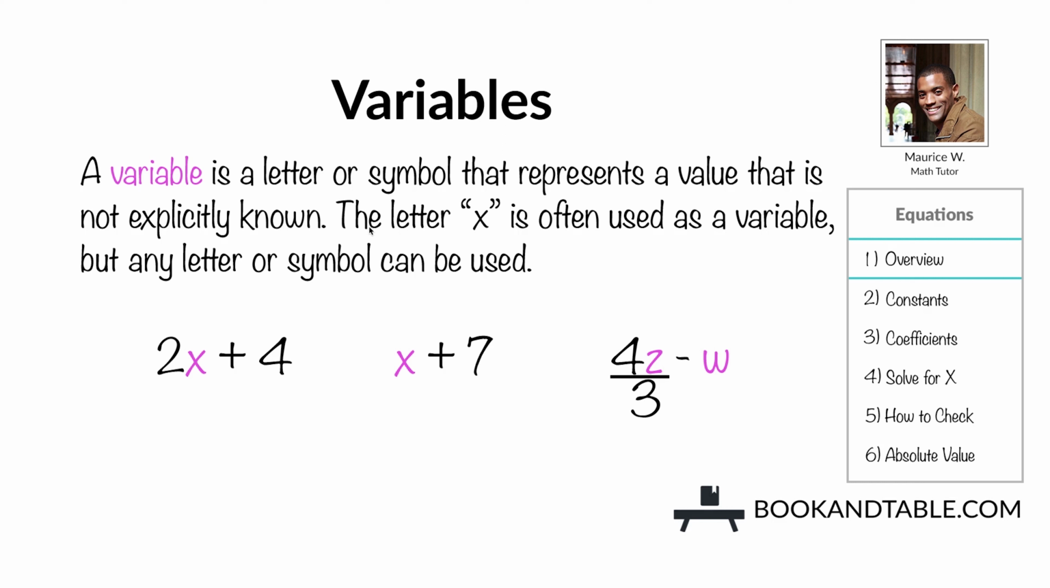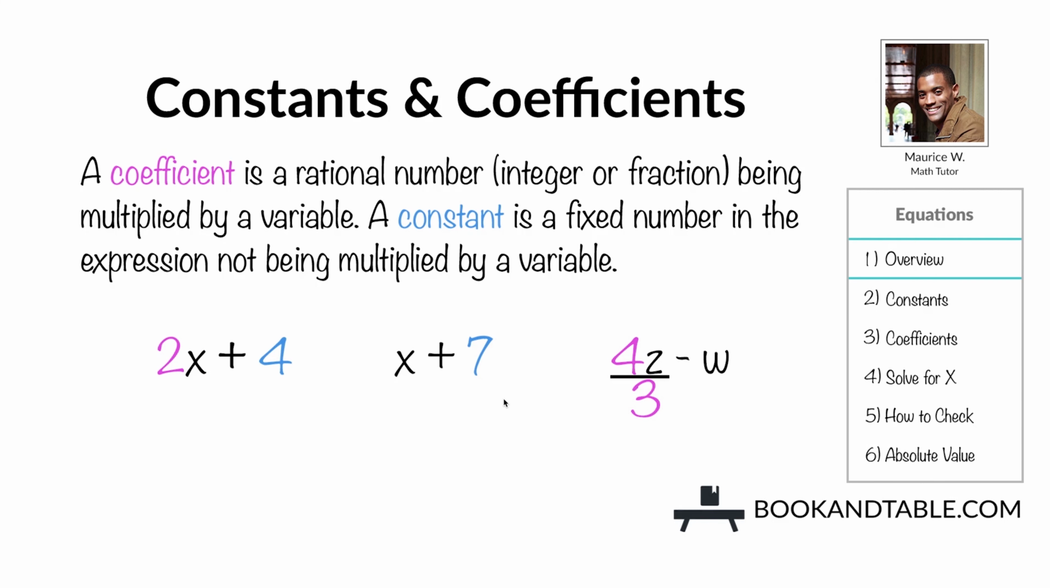The letter x is often used as a variable, but any letter or symbol can be used. Hence, this expression, 4/3 z minus w. Both z and w, or any letter for that matter, can represent a unique value in the expression. So this is x plus 7, for example. It could also be written as q plus 7, c plus 7, so on and so forth.